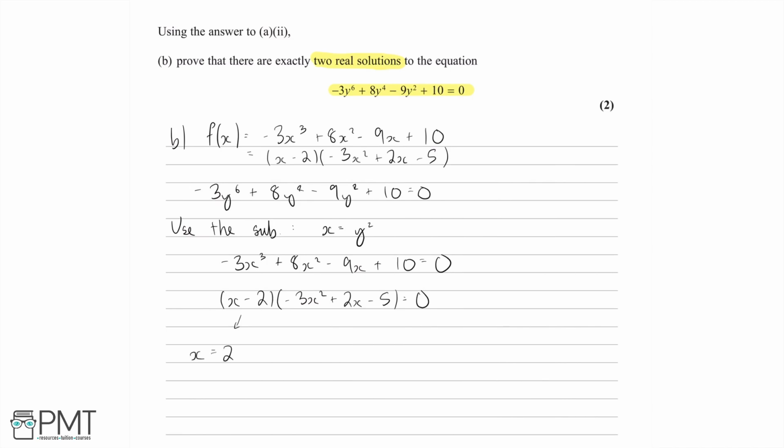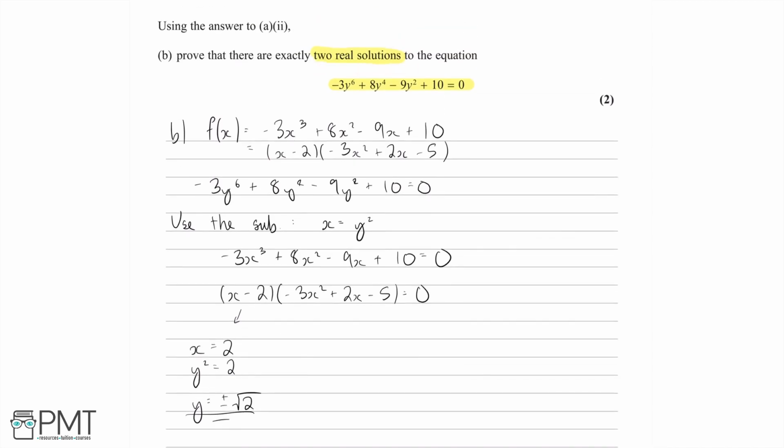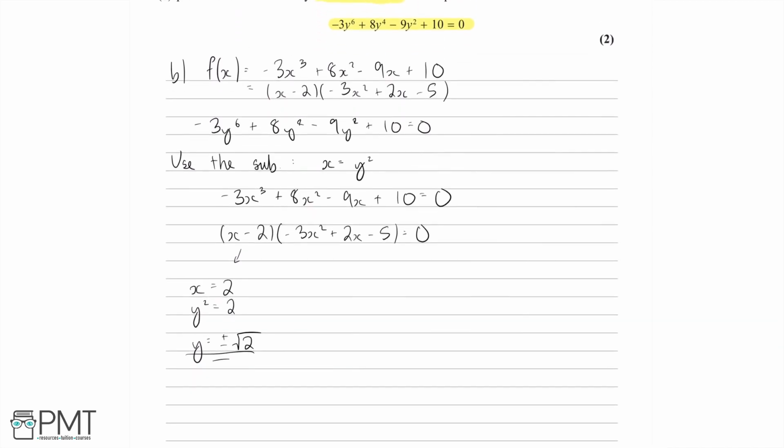Now if x equals 2, we know x equals y squared, then that means that y squared equals 2, and so y equals plus or minus root 2 for this equation here. But now we also need to show that those are our two real solutions, which is what the question asks for there. However, we need to now show that this quadratic has no solutions.